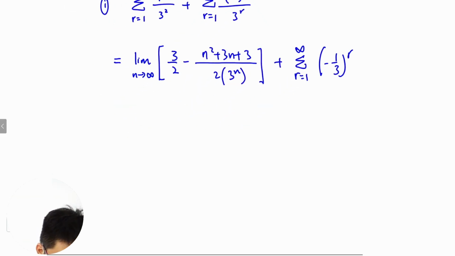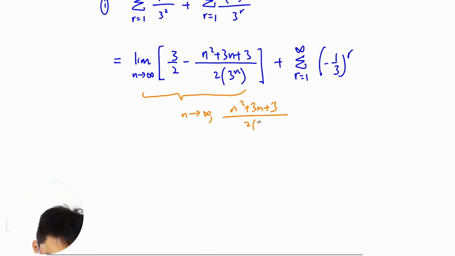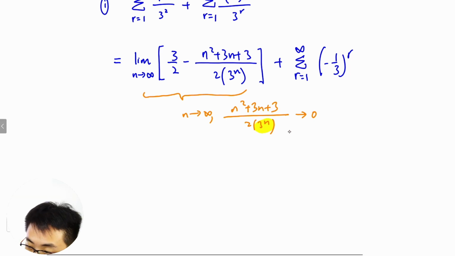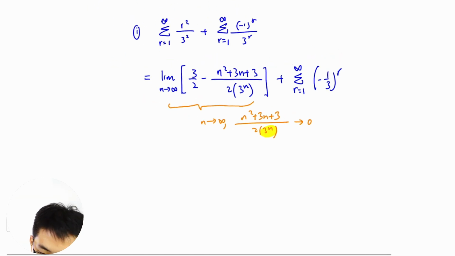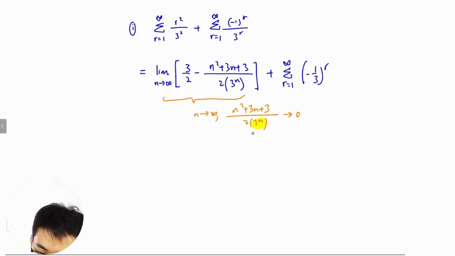This one here, quite straightforward. As n goes to infinity, what happened? N squared plus 3n plus 3 over 2 to the 3n goes to 0. Okay, because some infinities are larger than the rest, 3n will be so big that n squared cannot keep it up. Okay, you can key in the calculator with a very big value, you will see. But I think your calculator may break down anyway, because 3n is too huge.